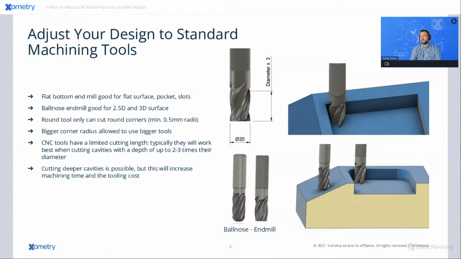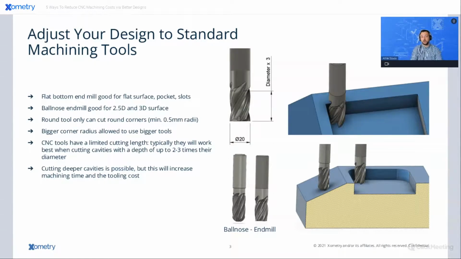The reason is that a bigger radius means a bigger tool you can use, which means they can hit it harder, push it harder, and cut into the material quicker. So that could save you a significant amount of money if you just add a slightly bigger radius.